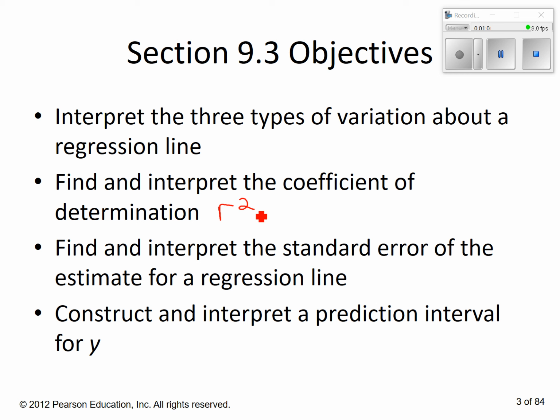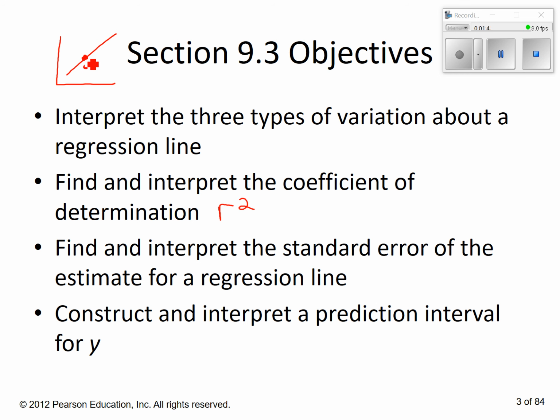Find and interpret the standard error of the estimate of a regression line. And all that's saying is we got our regression line drawn in our graph. We're trying to figure out what causes a point to be here when we would predict that that point should have been there using our regression line. Construct and interpret a prediction interval for your Y.